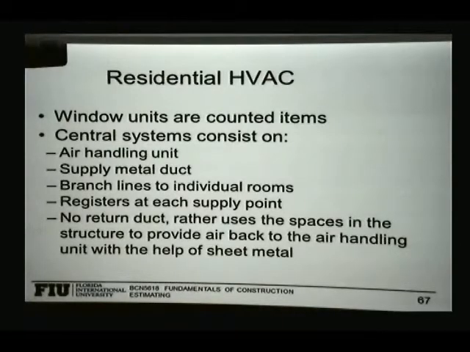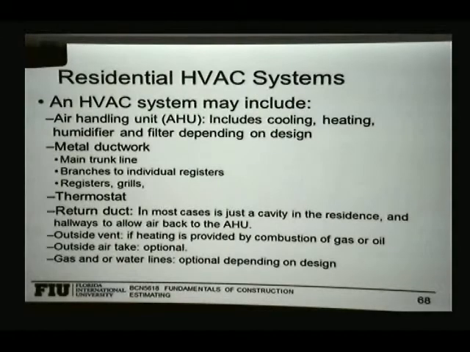We have the ducts or returns that take the air back to the air handling unit. In residentials, we don't have a return duct. We use only the space to work as a return duct, but in some commercial applications, you may have a separate duct to take the air back into the air handling unit.